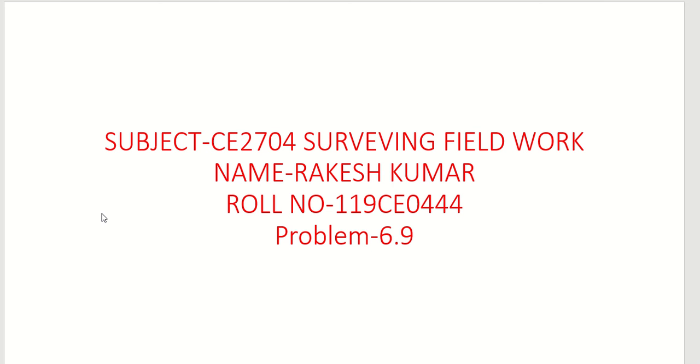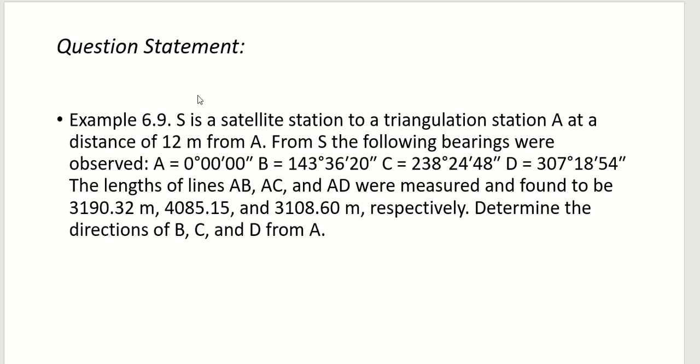I will solve problem 6.9. Here is the problem. S is a satellite station to a triangulation station A at a distance of 12 meters from satellite station S. The following bearings were observed: B, C, and D. The lengths of AB, AC, and AD are measured and found to be given values respectively. Determine the direction of B, C, and D from A.